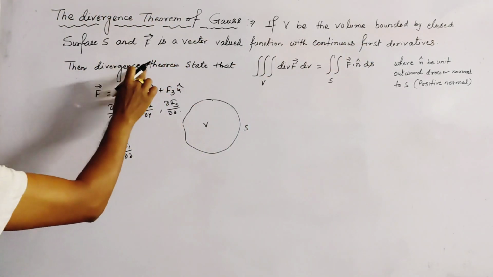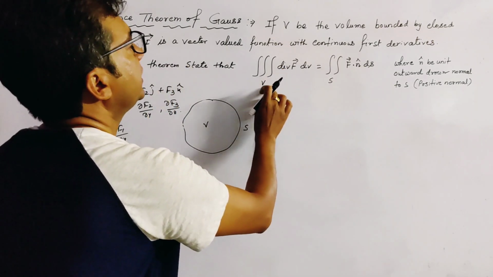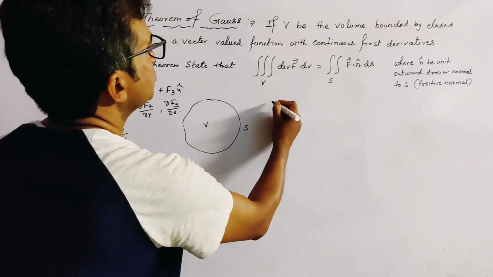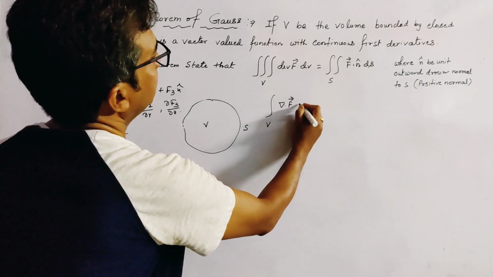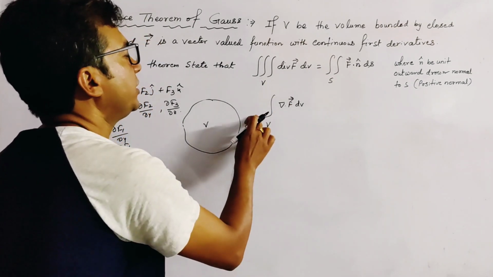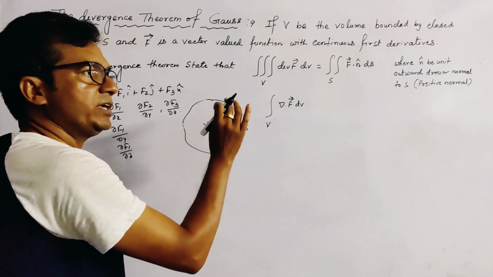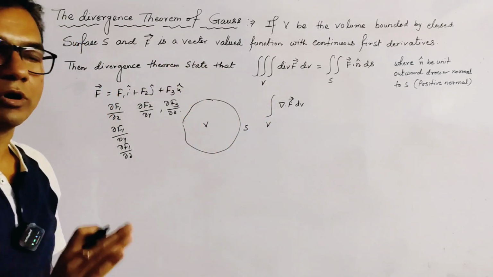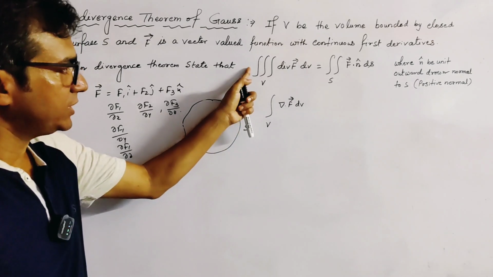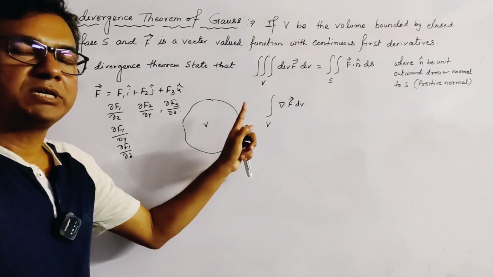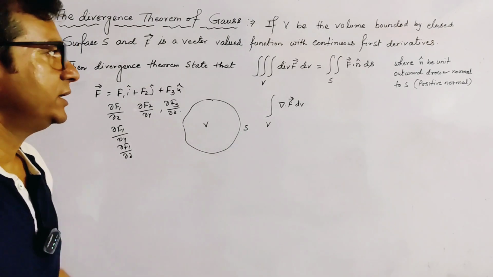Then the divergence theorem states that the triple integration over V of div F dV may be written as a single integration over V. This means the volume integration, or the triple integration. There is no difference between triple integration and single integration. This means triple integration because this is over the volume V.